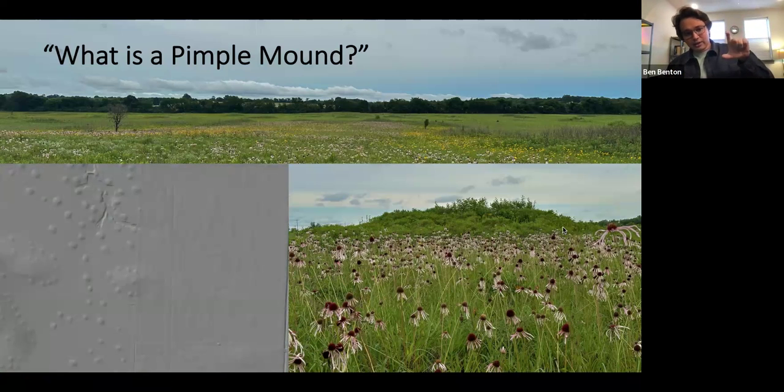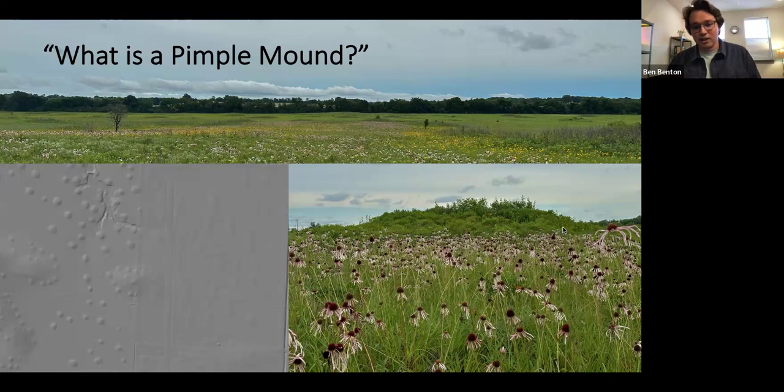So if we look at the LiDAR here, one particular thing that conservationists will clue in on when they're looking for a piece of land to protect is how intact the pimple mounds are. They're delicate features. So you can see across this fence line where the prairie has been plowed.